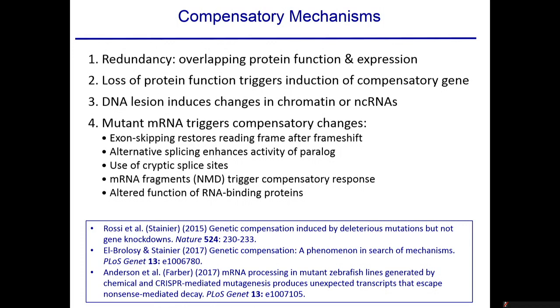So I think these mechanisms are not yet well understood, but I think it points to a real need to understand some of these compensatory processes that might be occurring, and not just in fish embryos, but in any kind of an organism or cell line where a gene has been completely knocked out.